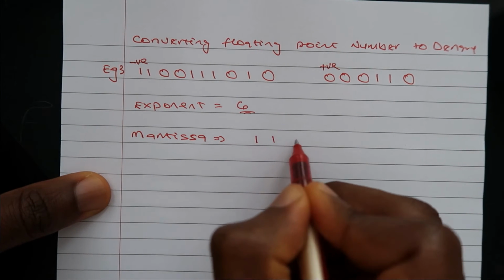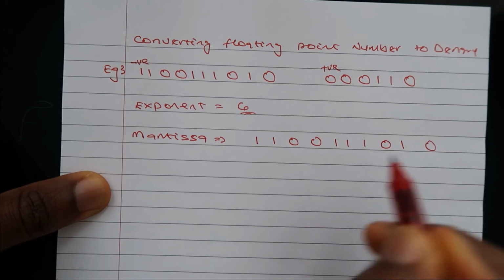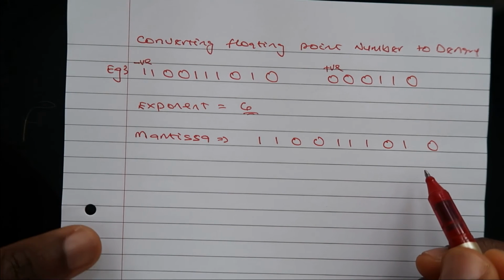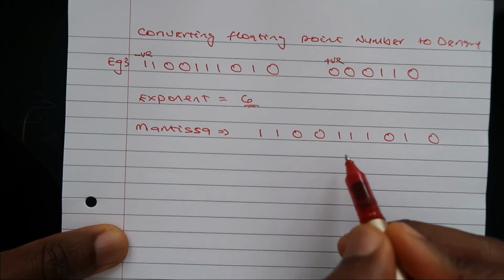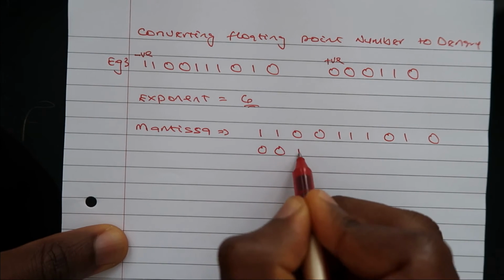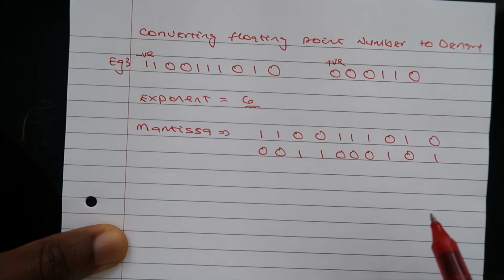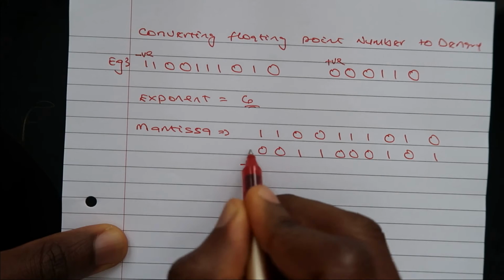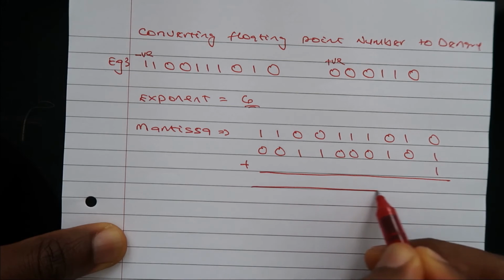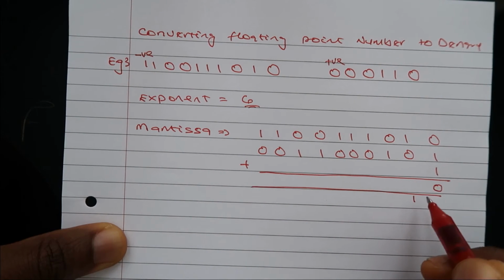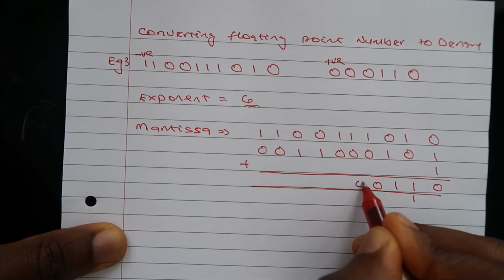So if I write down my mantissa and space it out. First, to represent it in its 2's complement form, I would have to first represent it in its 1's complement form by flipping the 1's and the zeros. So this becomes 0, 0, 1, 1, 0, 0, 0, 1, 0, 1. And then I'll add 1 to this result here. So if I add 1 to that result, I'll have 1 plus 1 is 0, carry 1. 0 plus 1 is 1. Nothing else to add, so I'll just bring down these values.